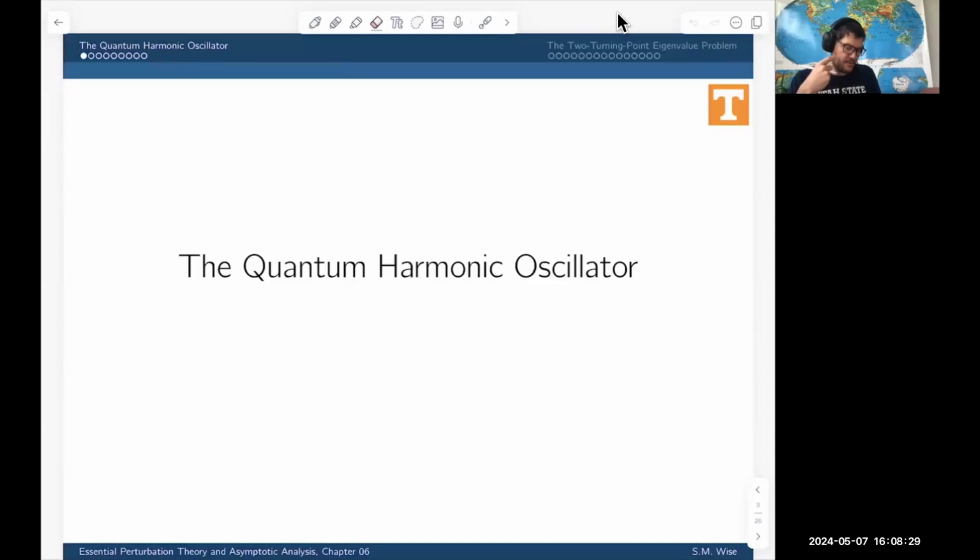Quantum mechanics and the simple quantum harmonic oscillator. And by the way, I forgot to mention, the second topic that we'll be discussing is the two turning point problem. And the reason why I wanted to go through the quantum harmonic oscillator is because that's a really good motivation for what we're doing with the two turning point problem.